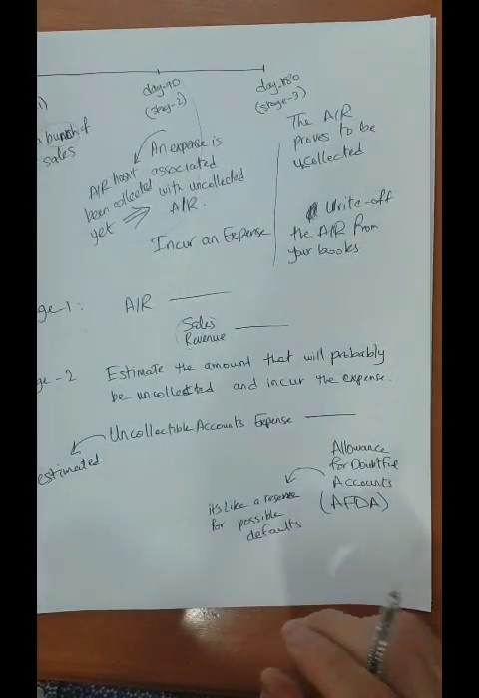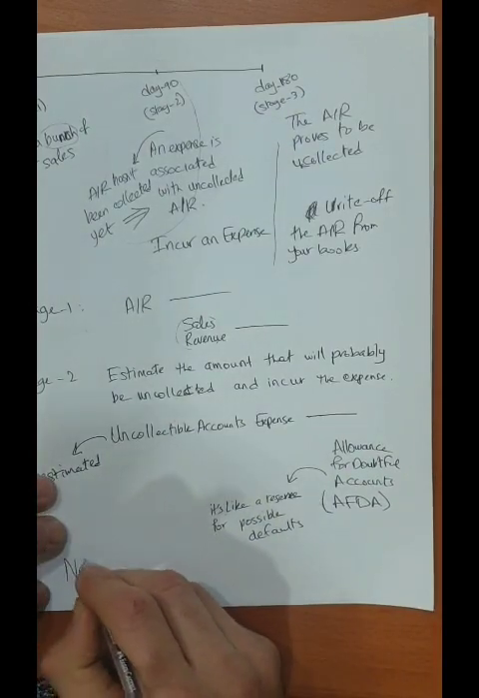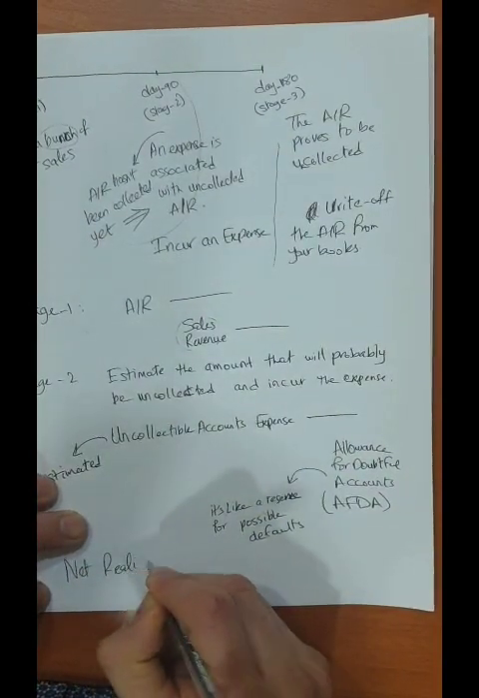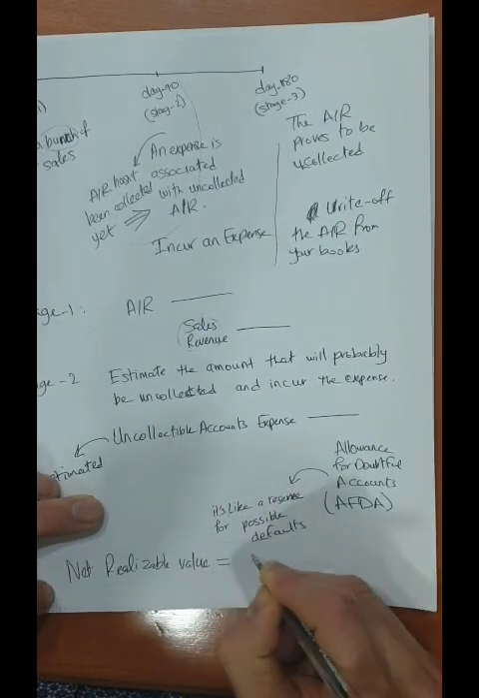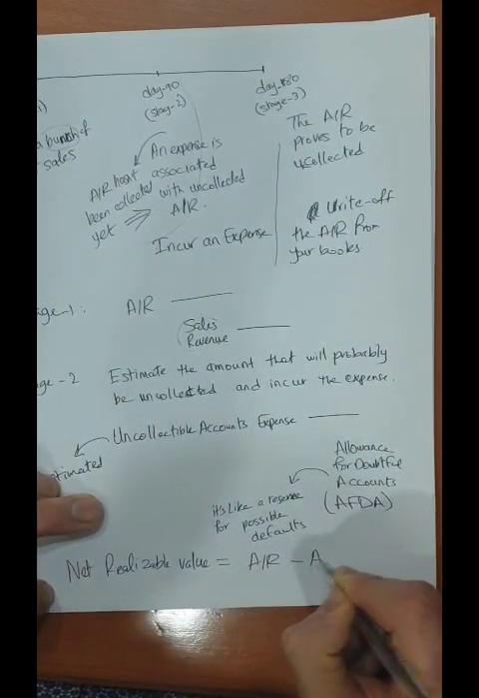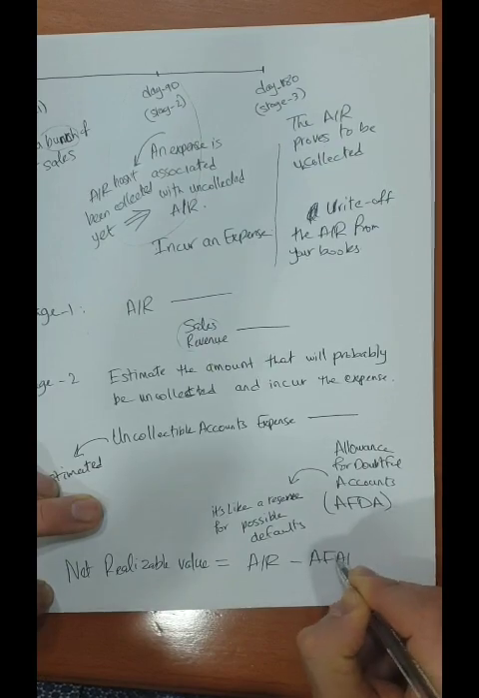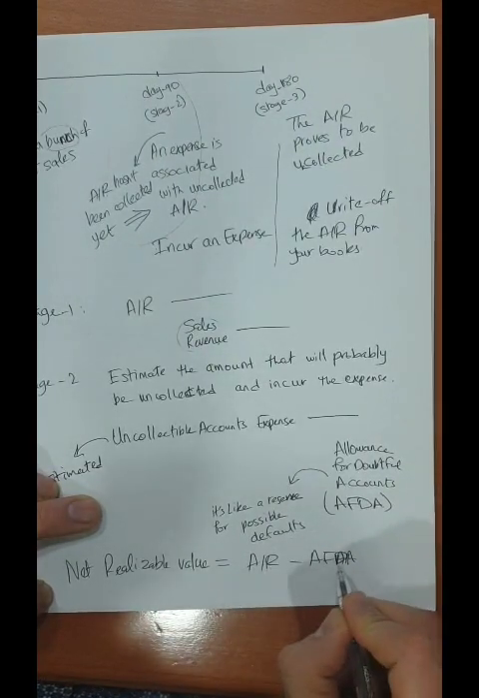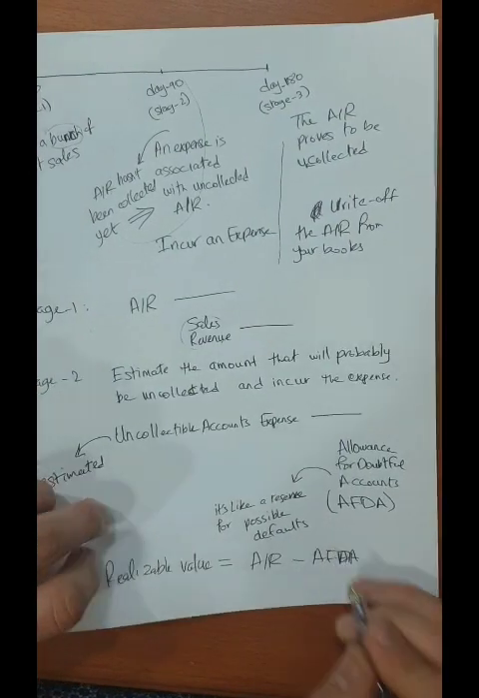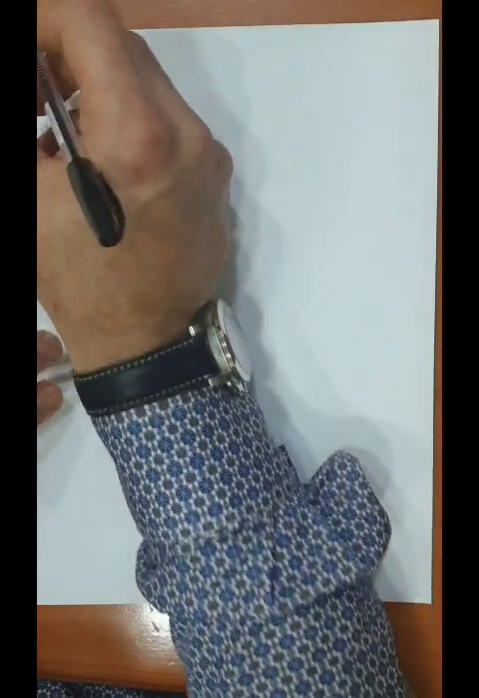Okay, so net realizable value is equal to account receivables minus AFDA, and AFDA is the percentage of account receivables that you estimate to be uncollected. Okay, stage 3.